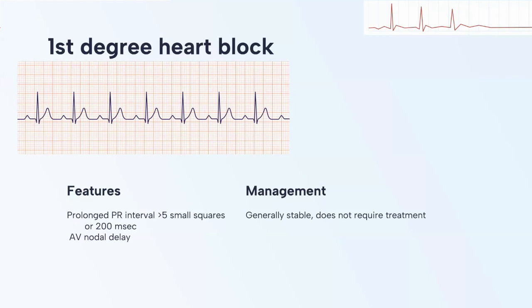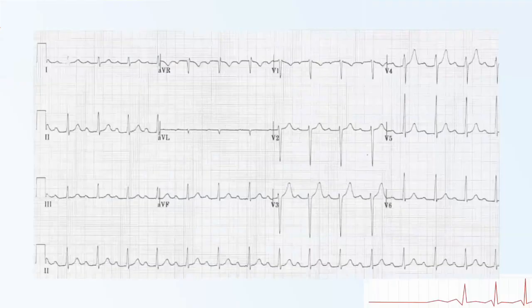You can also check in the medical history if the patient is on AV nodal blocking drugs such as beta blockers, calcium channel blockers, digoxin, amiodarone. You can stop those until they're asymptomatic and change them to something else. There's no role for pacing in first-degree heart block.